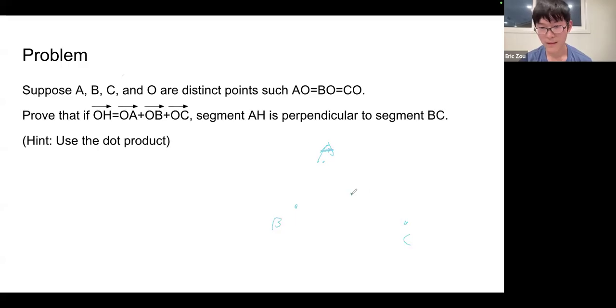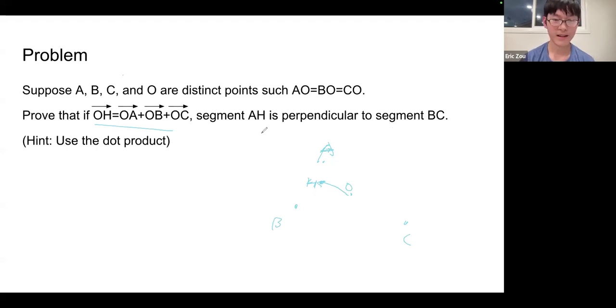And we have O in the middle such that AO equals BO equals CO. And we draw this sort of random point H. It's probably right here. And we want to make OH satisfy this property over here. So OH equals OA plus OB plus OC. We want to prove that segment AH is perpendicular to segment BC.